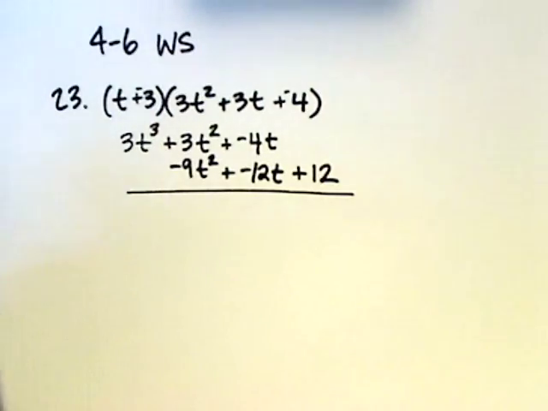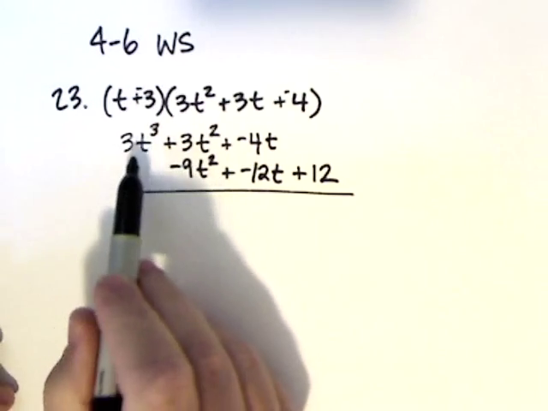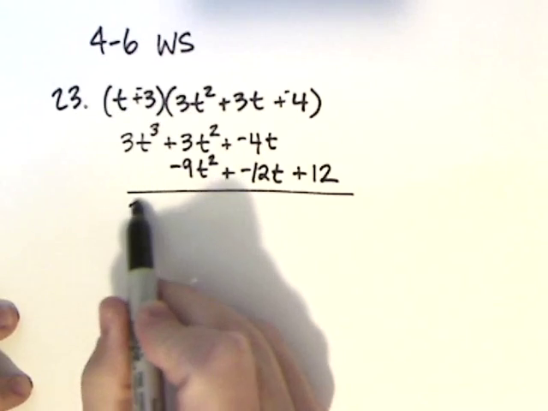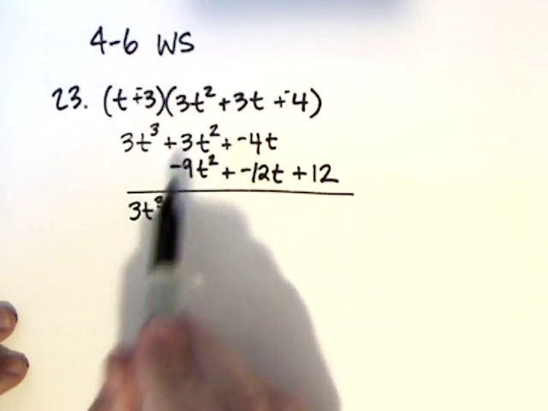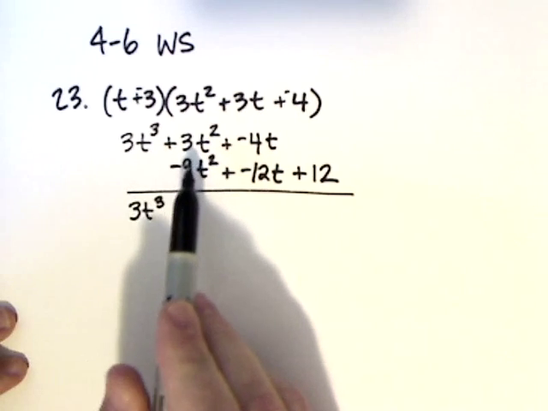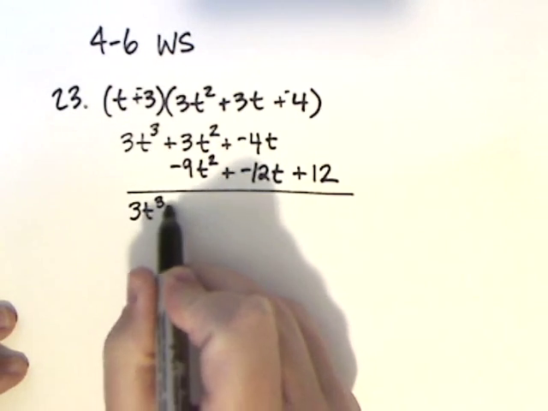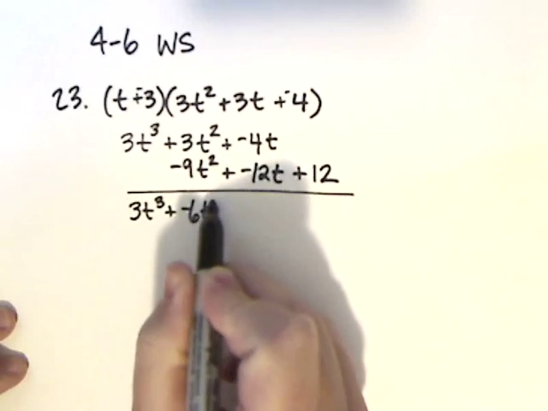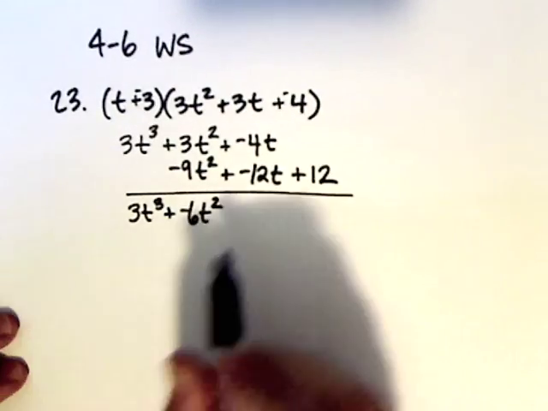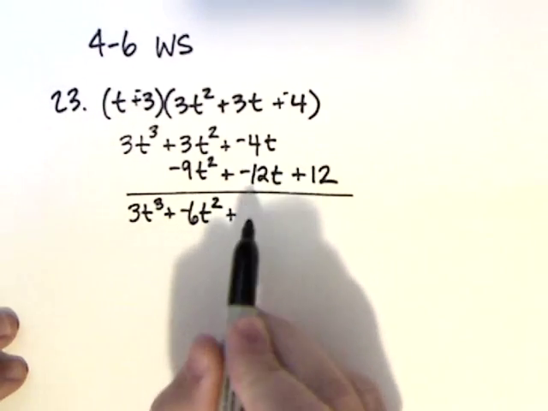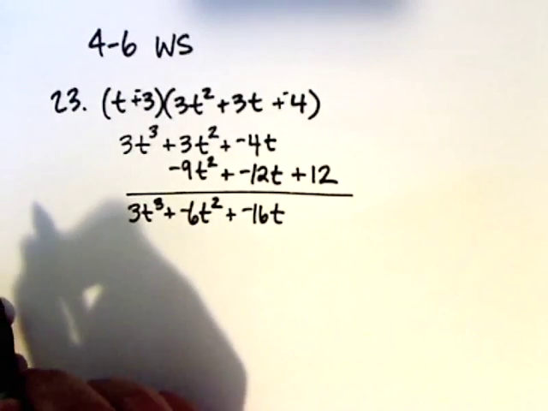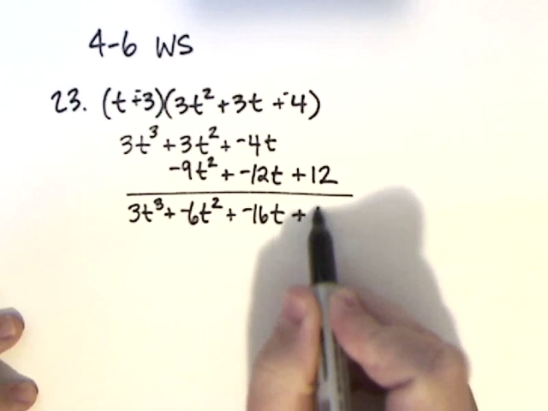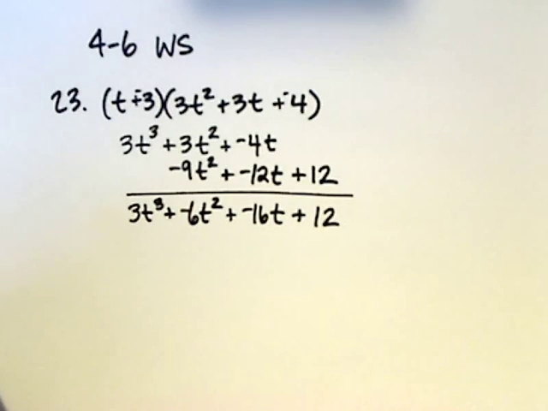Okay, now I need to combine my like terms that I came up with. Of course, there were no other t to the third term, so I just rewrite my 3t to the third. I can combine these two terms, that's positive 3t squared and negative 9t squared. That gives me negative 6t squared. I can combine these two terms, negative 4t and a negative 12t gives me a negative 16t plus the 12. So there you have it.